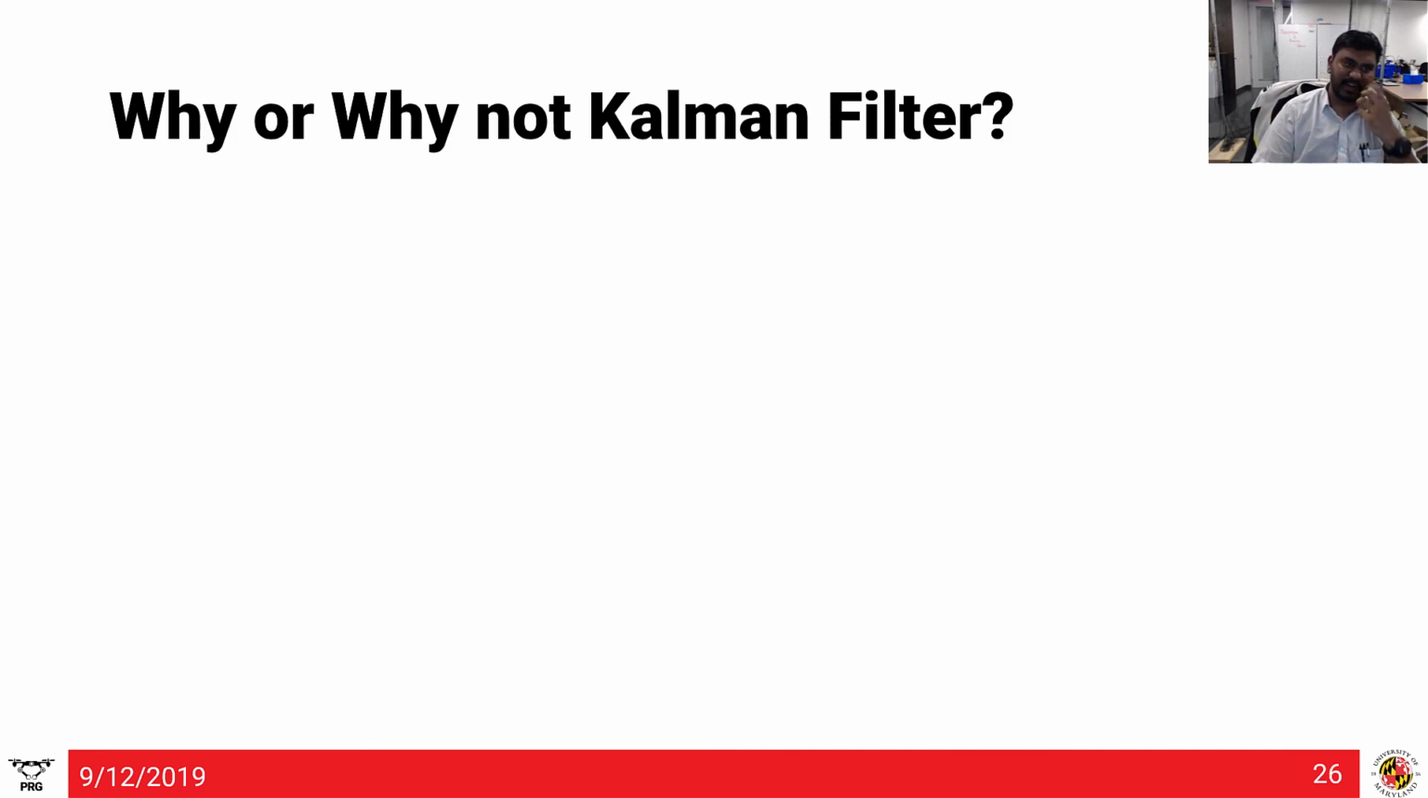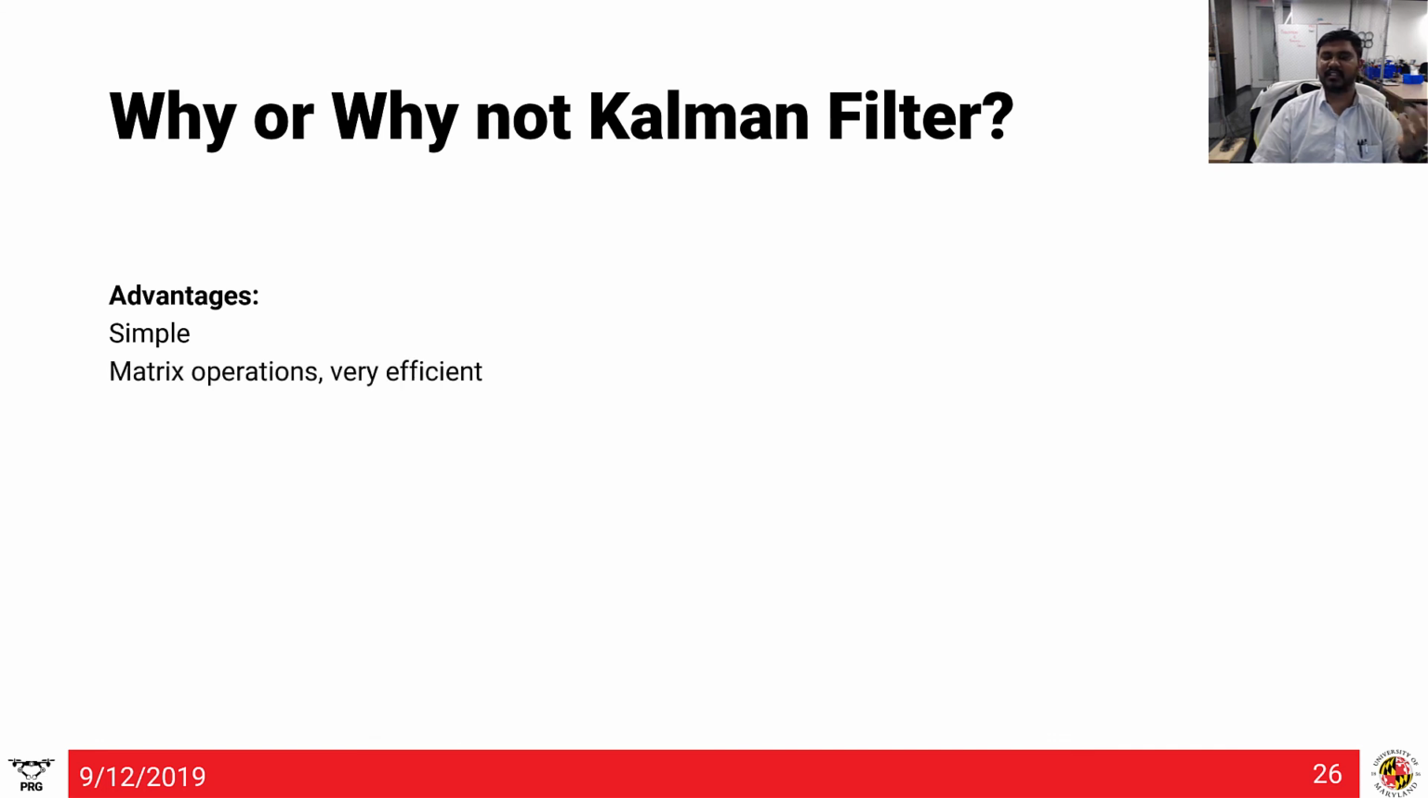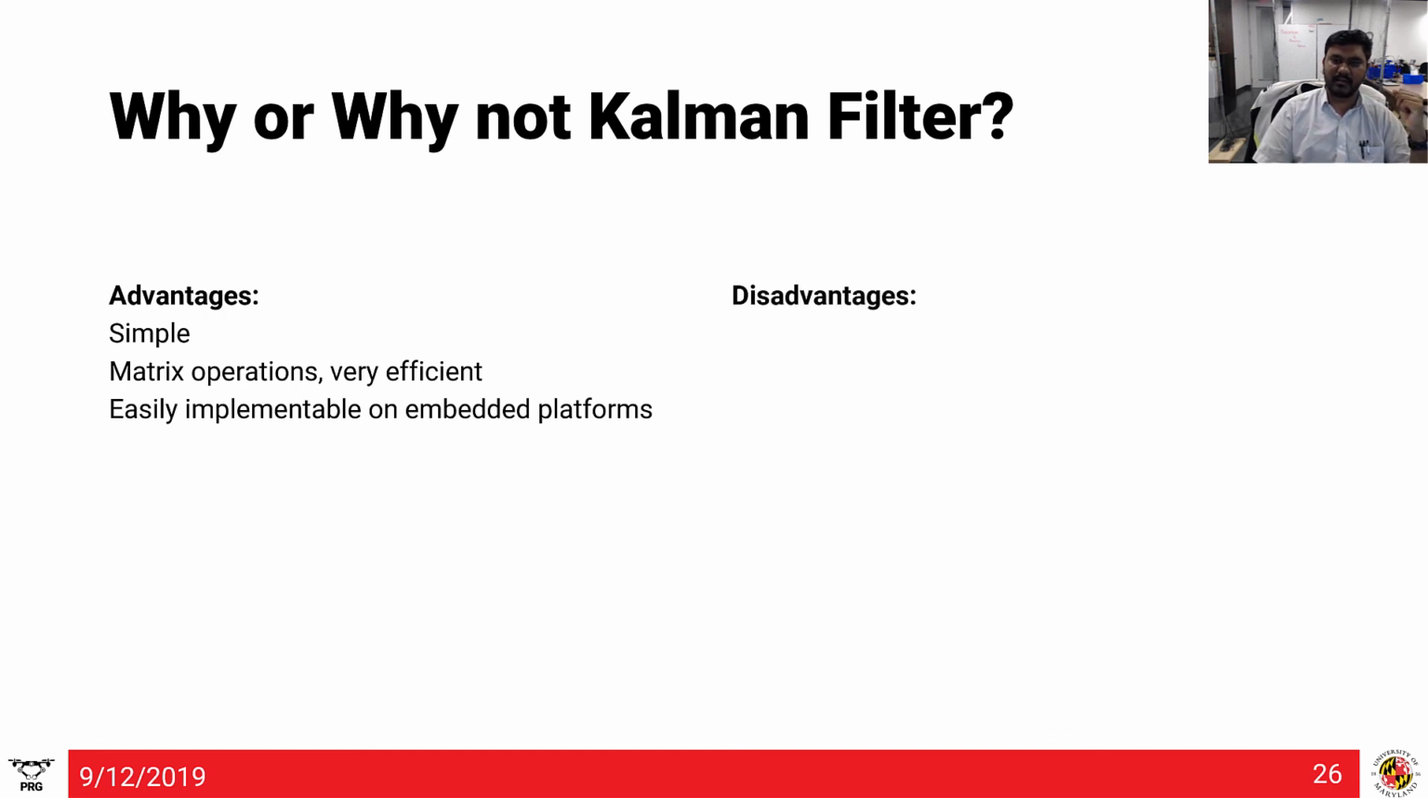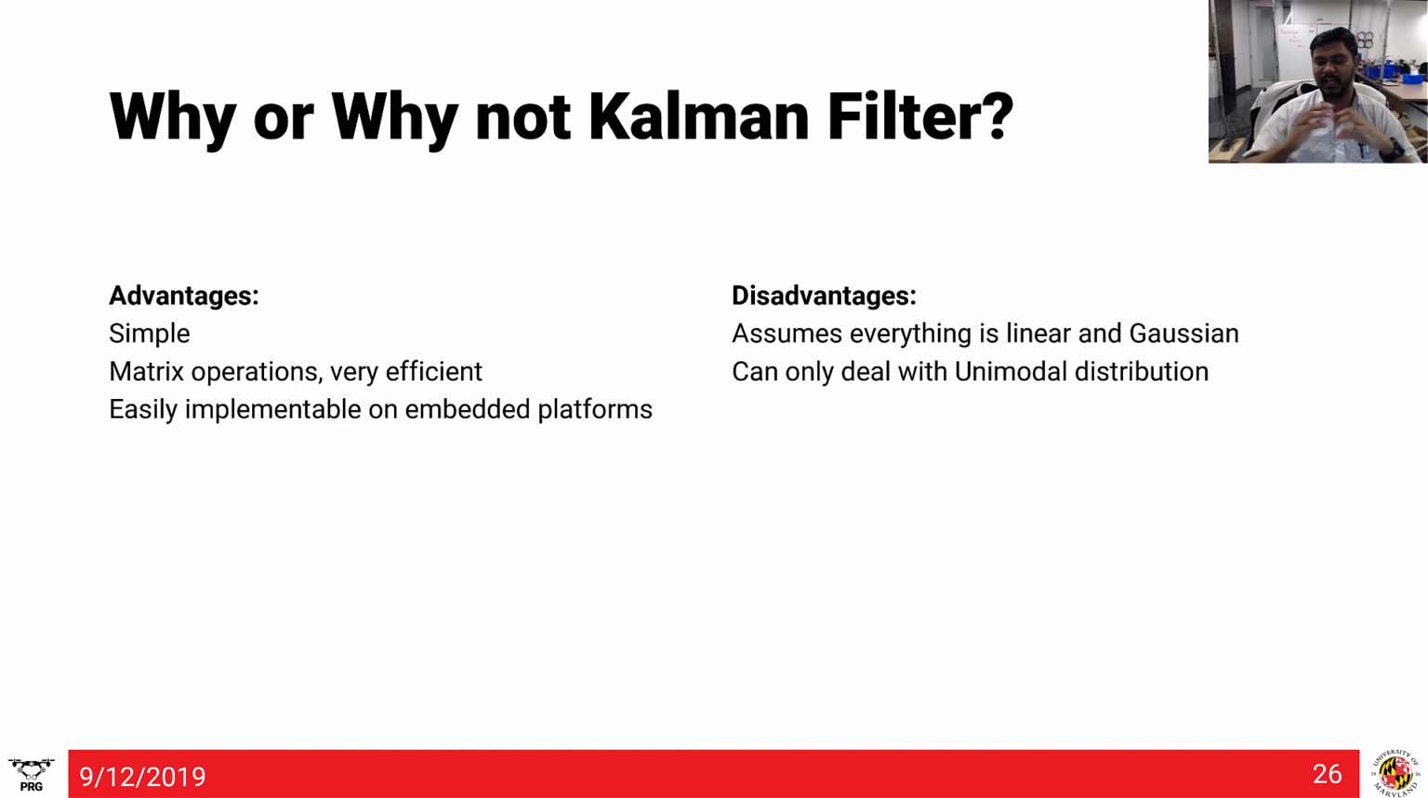So the next question is why or why not a Kalman filter? Some of the advantages of using a Kalman filter are as follows. It's super simple, the matrix operations are very efficient, and it can be easily implemented on embedded platforms. The disadvantages are that it assumes everything is linear and Gaussian, which is seldom true in reality. It can only deal with unimodal distributions. This is pretty bad if you want to do flips and things like that.